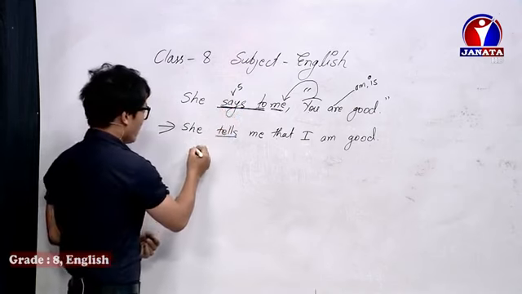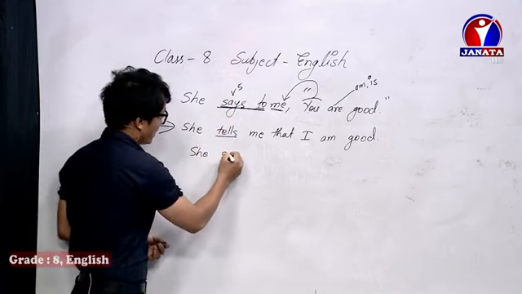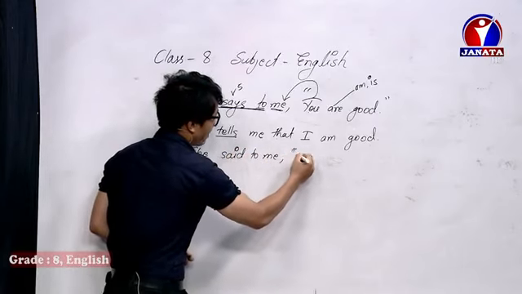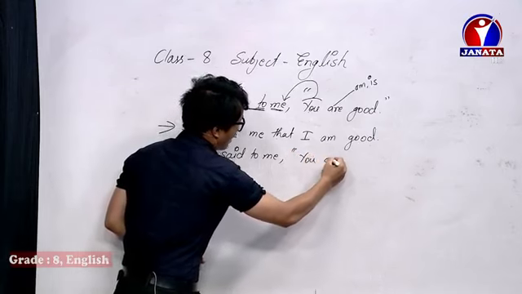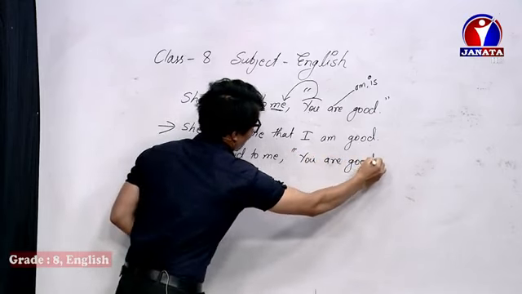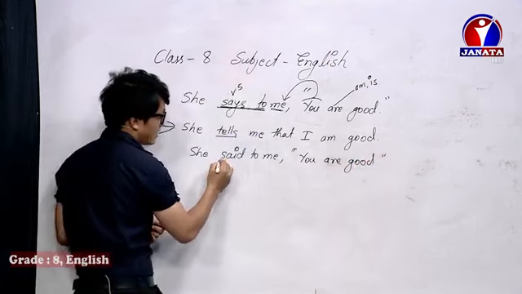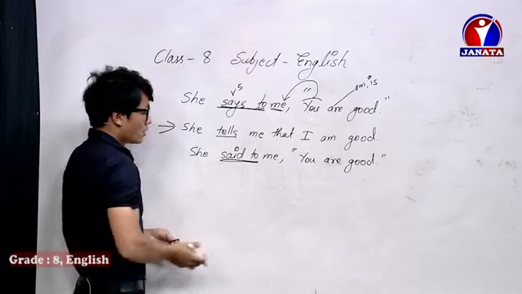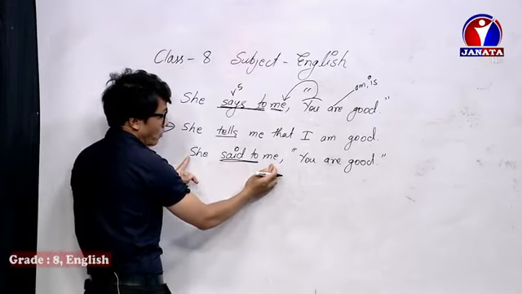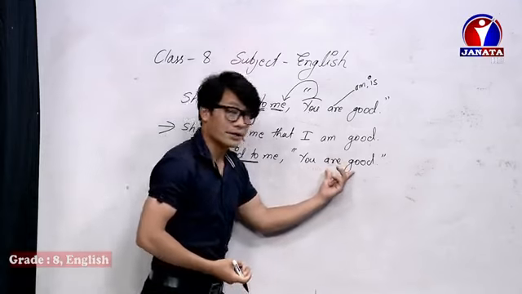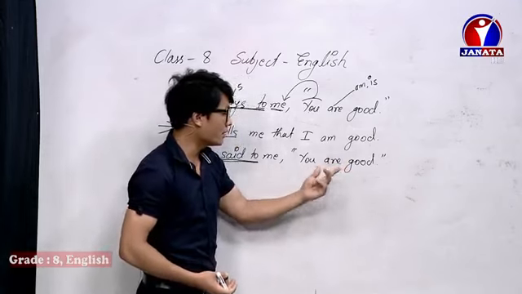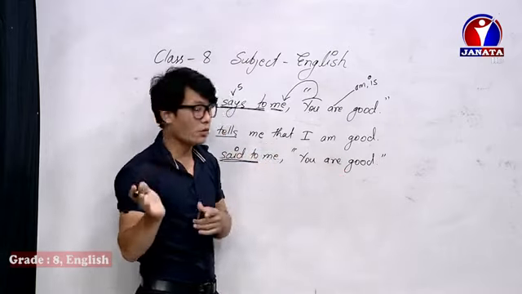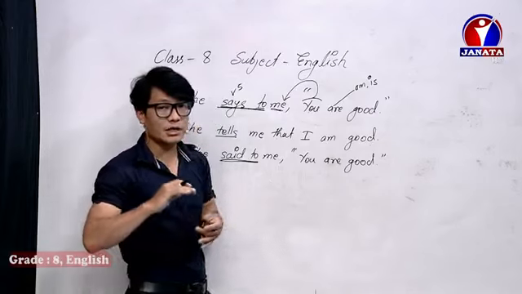Now let's do the same. She said to me, comma, inverted comma, you are good. Now, what is the change here? The change is said to. Said to means this is a past tense, simple past tense. So when there is a simple past tense in a reporting, then the tense of reported should be changed. What is the tense of reported? This is a simple present. So am, is, are should be changed into was, were. You know very well. Am, is, are should be changed into was, were.